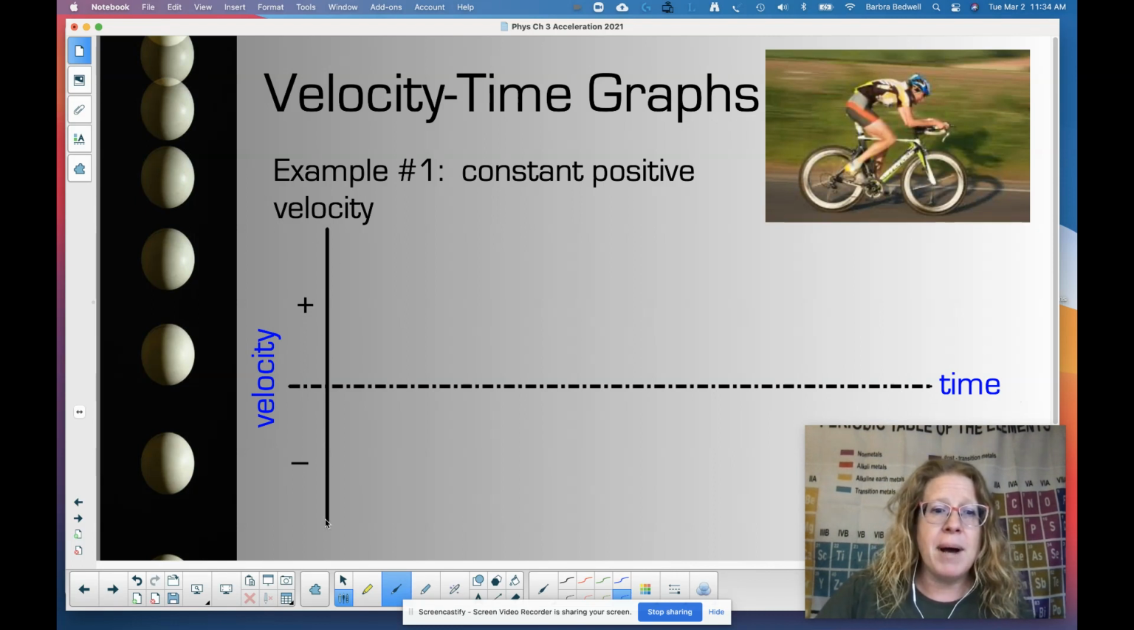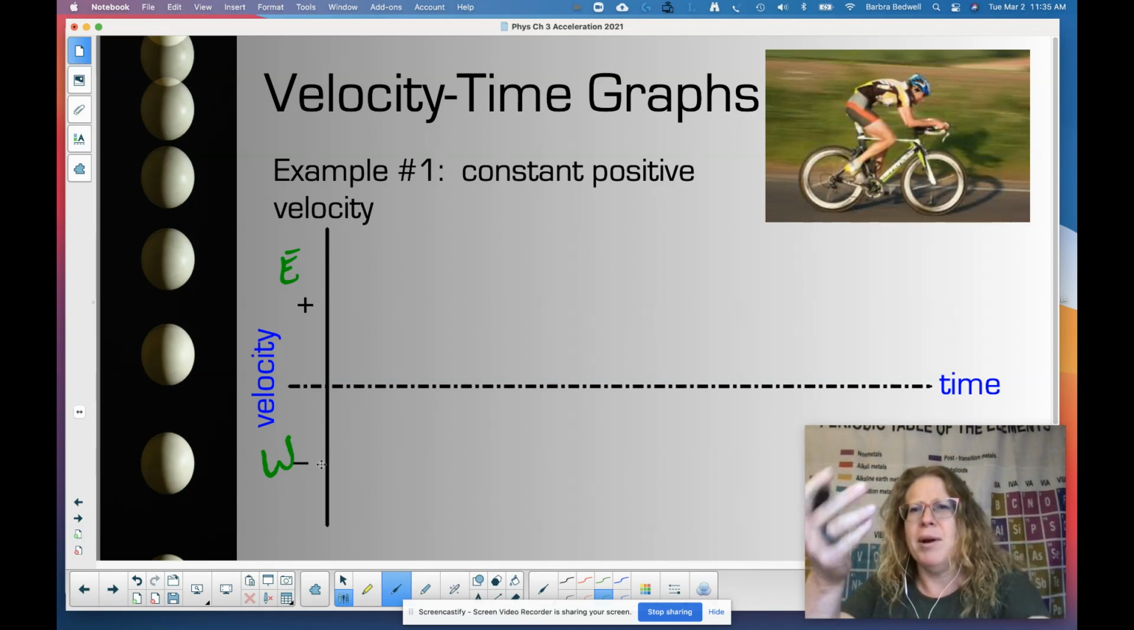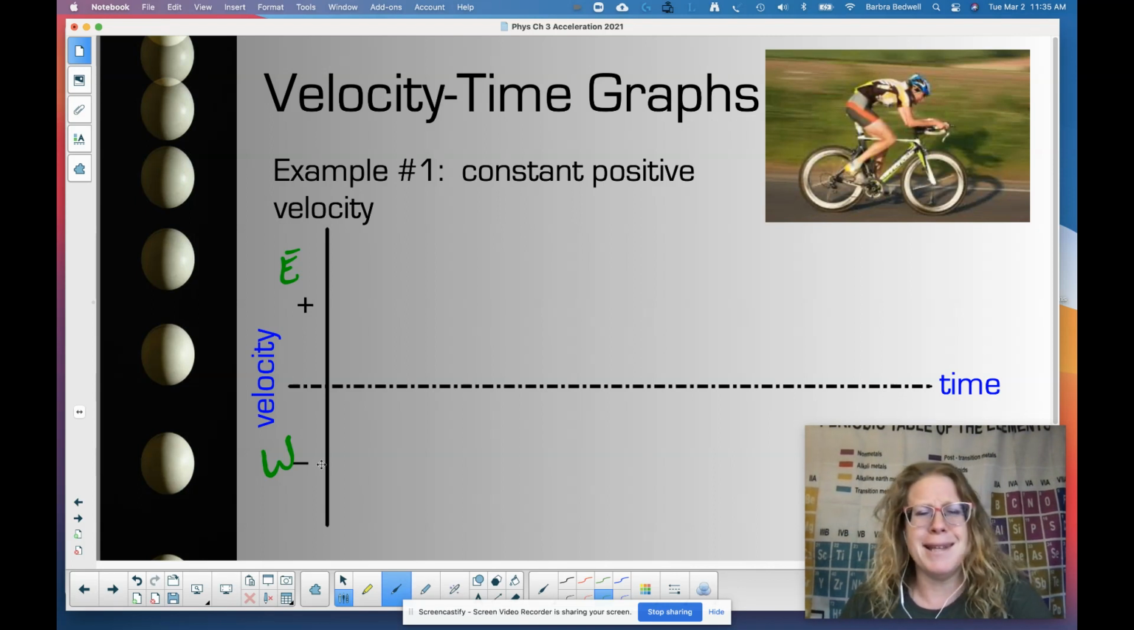Notice how I have a positive and a negative section for my velocity. I'm going to try to do graphs more like this to keep us from thinking about going forwards and backwards. Think of it as going east and west, or north and south. It's a much better way to think about what the positive and negative side means. So maybe in this particular case, if we want to define it, let me get my pen going here. Maybe we're going to say that this direction is east, and this direction over here is west. The way the cyclist is facing, west is the other way.